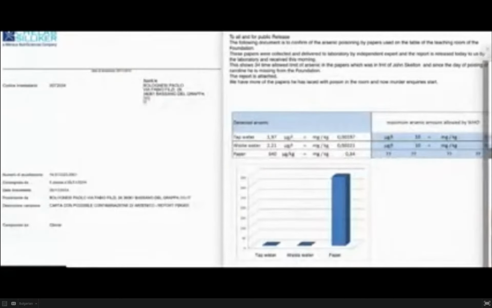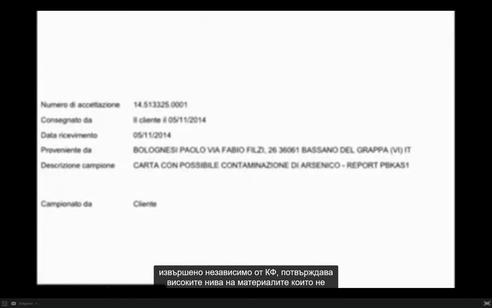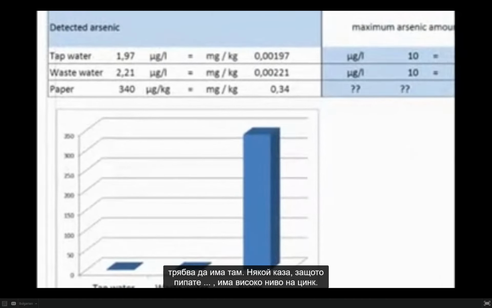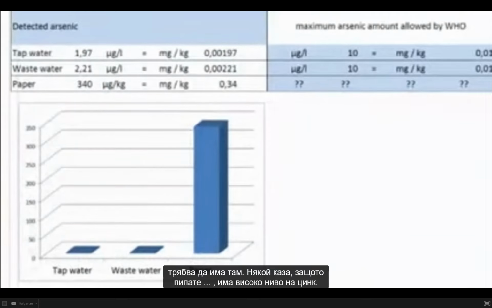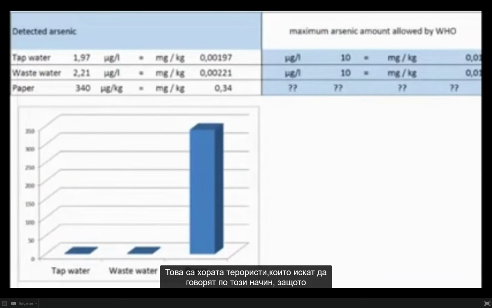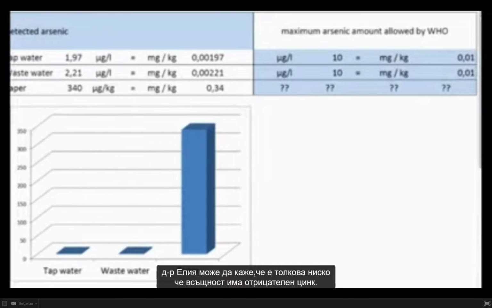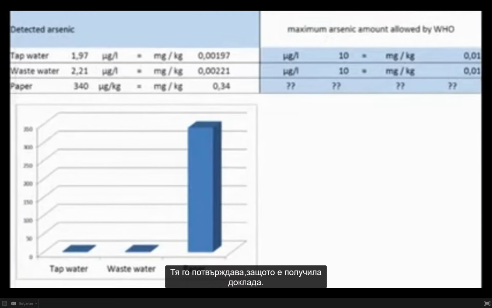the initial high metal poisoning, which came from the laboratory in Germany, which was done independently from the foundation, confirms the high levels of materials which are not supposed to be there. Somebody said because you touch batteries there is a high level of zinc. These are the terrorist people who want to talk that way, because Dr. Elia can say it's so low. There's actually negative zinc. She confirms it because she received the report. So the process of conversion by the body has been to convert the arsenic into heavy metals, not to damage, to cause the death.